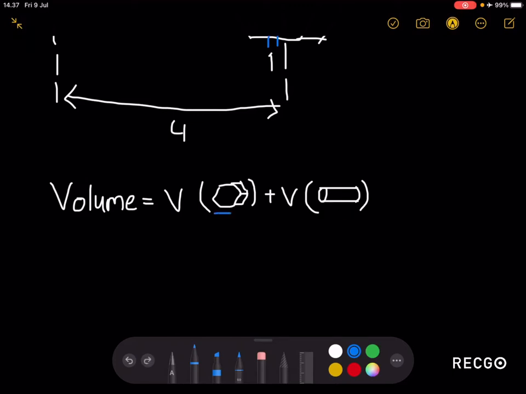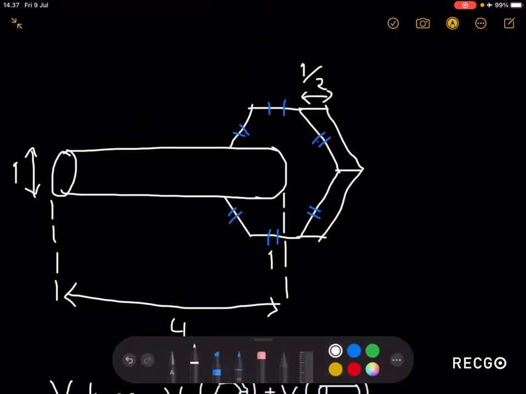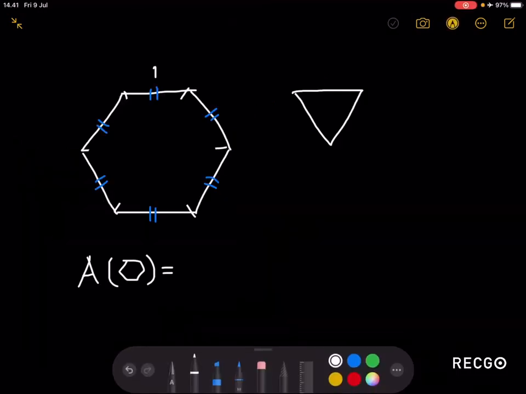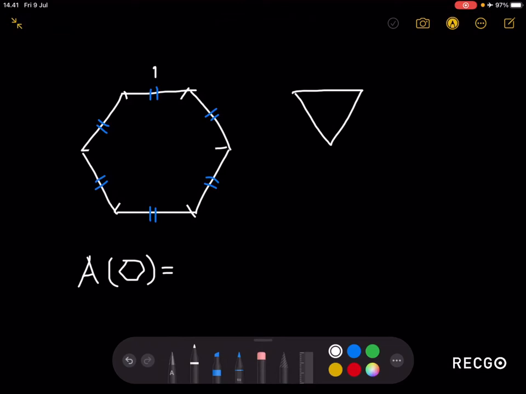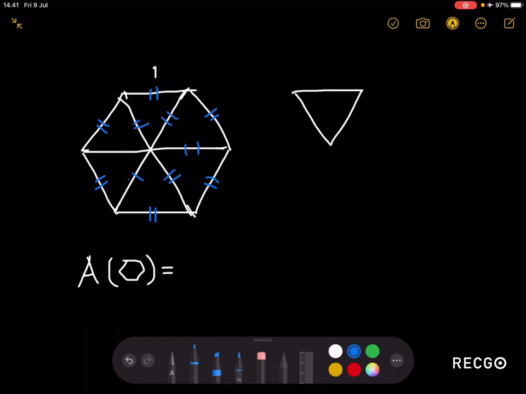Notice that the hexagonal head is in the form of a prism, so its volume will be the base area times its height. However, we're not given the base area, so we need to do a little bit more work. Let's take a look at our hexagon. We can divide this hexagon into 6 congruent equilateral triangles, so it reduces to calculating the area of the hexagon as 6 times the area of one little triangle.